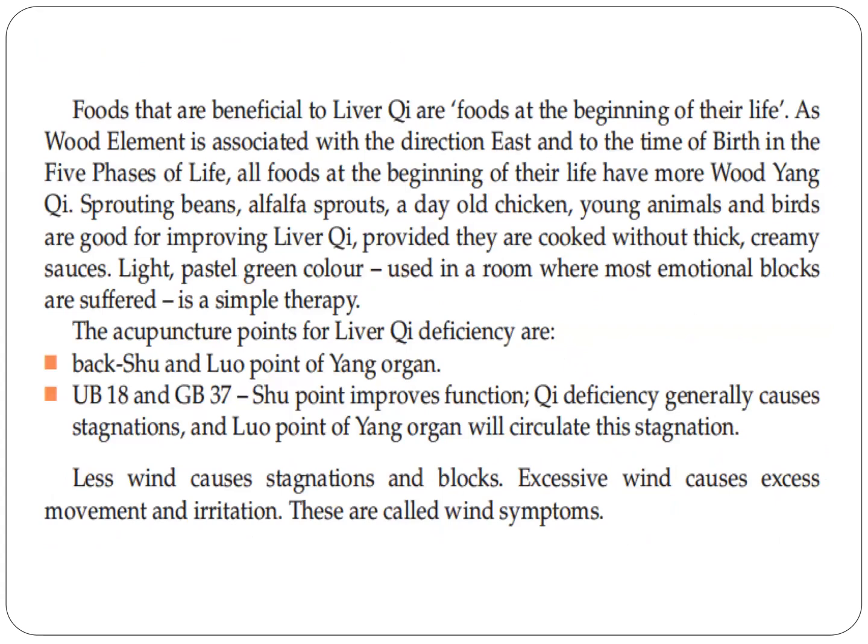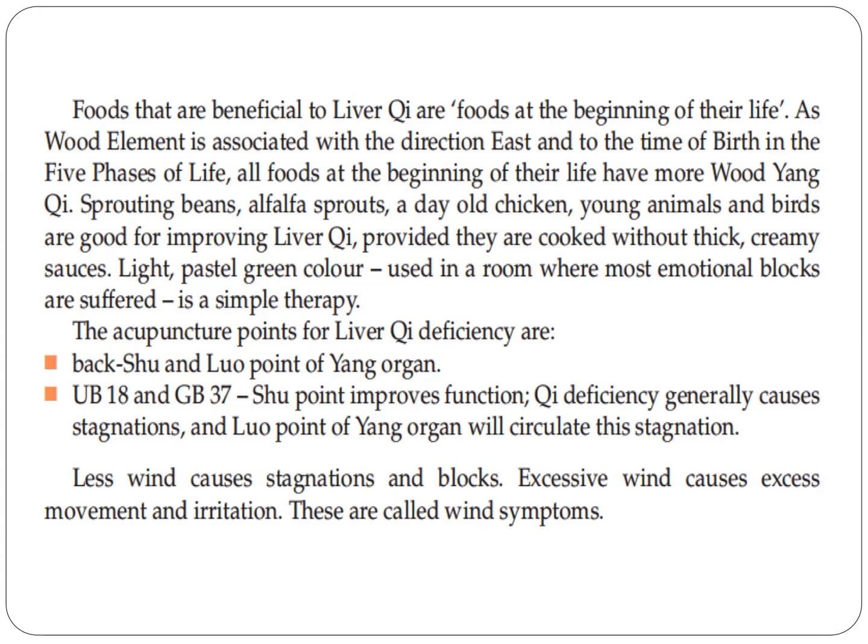Foods beneficial to liver qi are foods at the beginning of their life. As the wood element is associated with the direction east and to the time of birth in the 5 phases of life, all foods at the beginning of their life have more wood yang qi. Sprouting beans, alfalfa sprouts, a day-old chicken, young animals and birds are good for improving liver qi, provided they are cooked without thick, creamy sauces. A light pastel green color used in a room where most emotional blocks are suffered is a simple therapy.